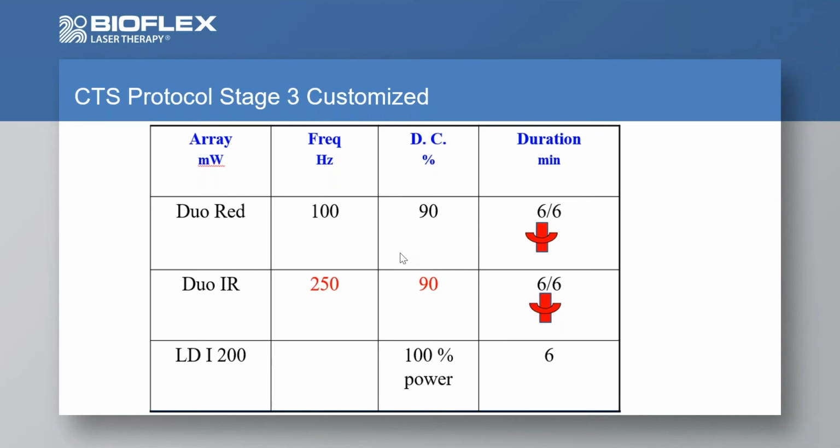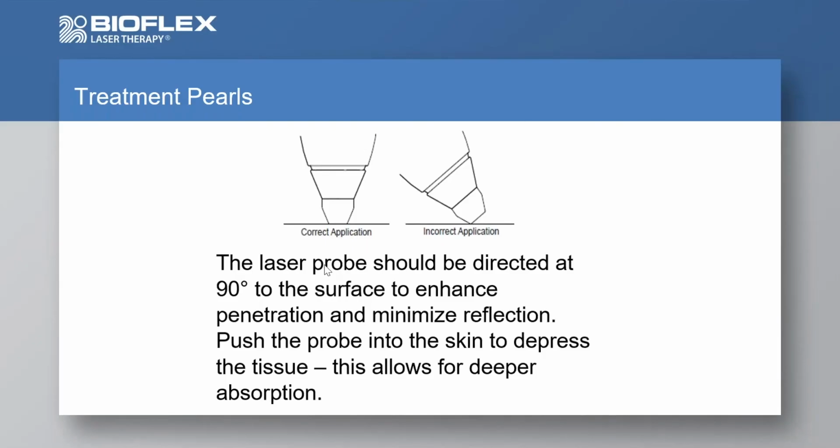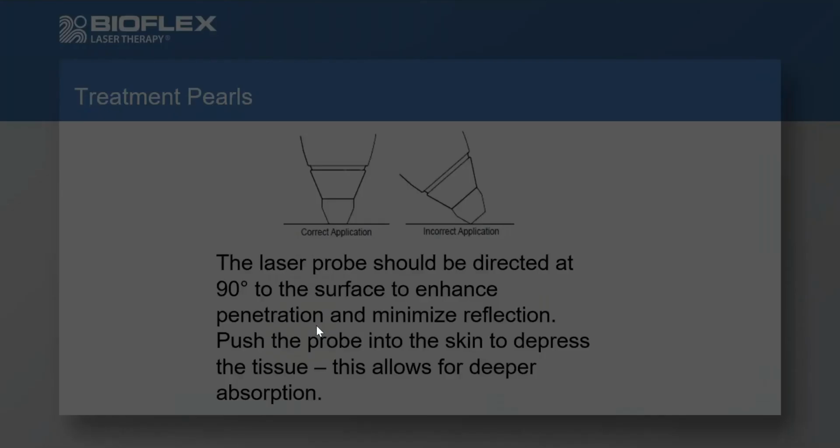Remember that when you're treating carpal tunnel syndrome, the treatment plan isn't just for a few weeks. You're going to have to lay out probably 3 times a week for several months. Remember that when you're using a laser probe, it should be perpendicular to the tissue to ensure that all of that light is going into the tissue and minimizing any reflection as well.